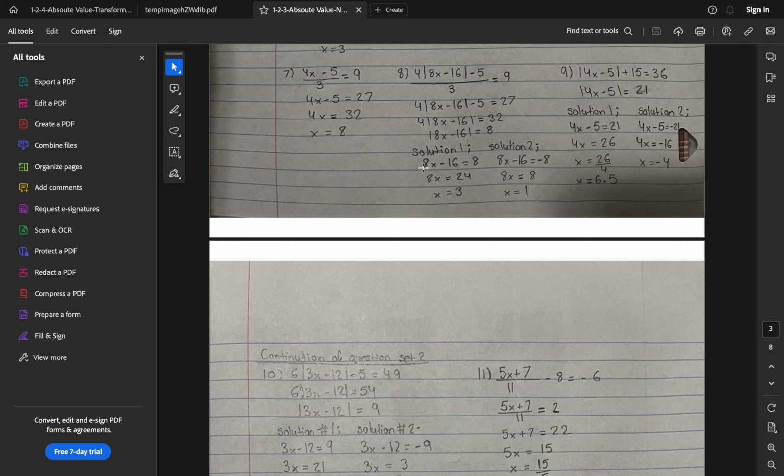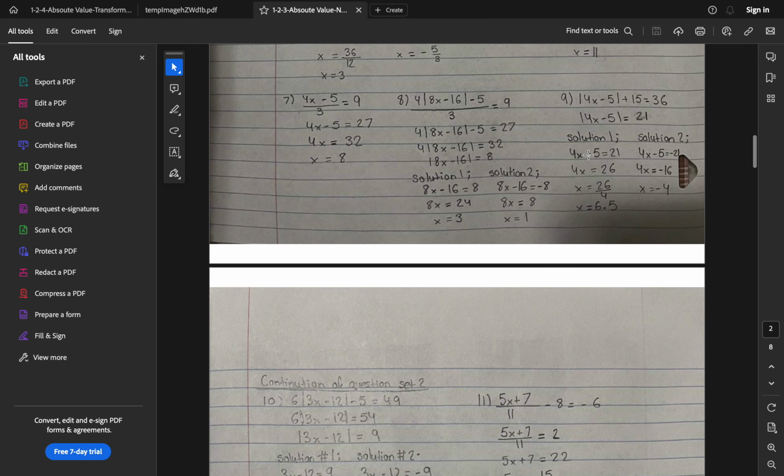We rearrange for x in the first solution. We get 8x is equal to 24 once we bring 16 over to the other side, and once we divide both sides by 8, we get x is equal to 3. For solution number 2, we have 8x minus 16 is equivalent to negative 8. We bring 16 to the other side, which makes 8x equivalent to 8, and we isolate for x again, which becomes x is equal to 8 over 8, so x is equal to 1.